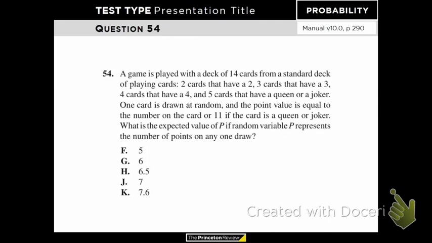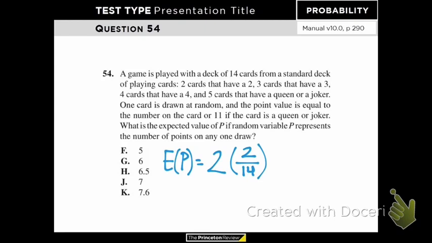So basically here, we need to figure out all of our options, all of the values, and the probability that goes along with that. Okay, so this is how we can write it. This is the notation we use. We need to first think about the value. So the first one, 2 cards have a 2. So the value there is 2. We need to then multiply that by the probability of drawing a 2. So 2 cards have a 2, so that means there's 2 out of the 14 total cards.